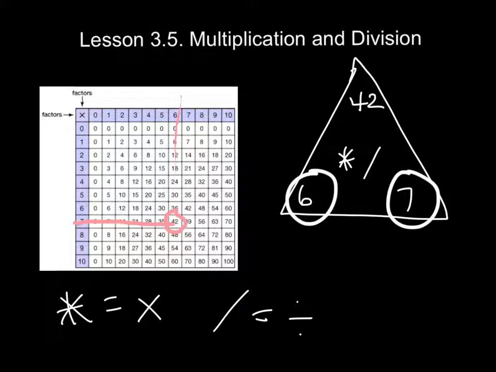Imagine that you had one of those factors missing. Let's erase the 6, or imagine it's not there, just cover it up for a second. And you had 42 divided by 7. The way you'd use your multiplication chart is to go across the 7s, because you know that's one of the known factors. You would stop at 42, go directly up, and you would know that the missing factor is 6. So 42 divided by 7: go across the 7s till you get to 42, straight up, and you get 6 as the missing factor.